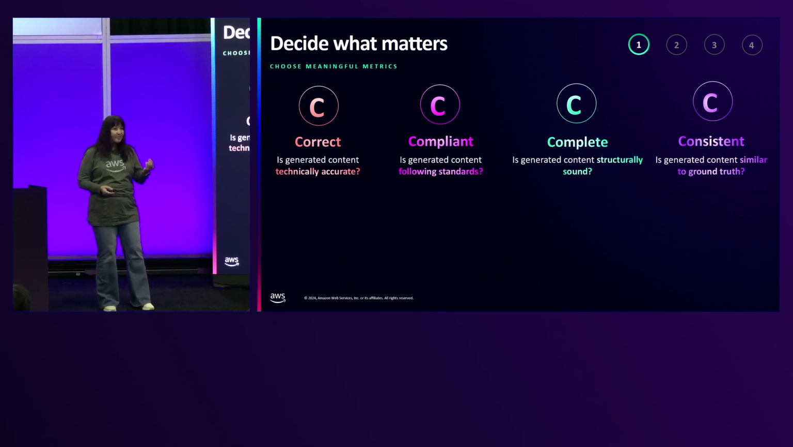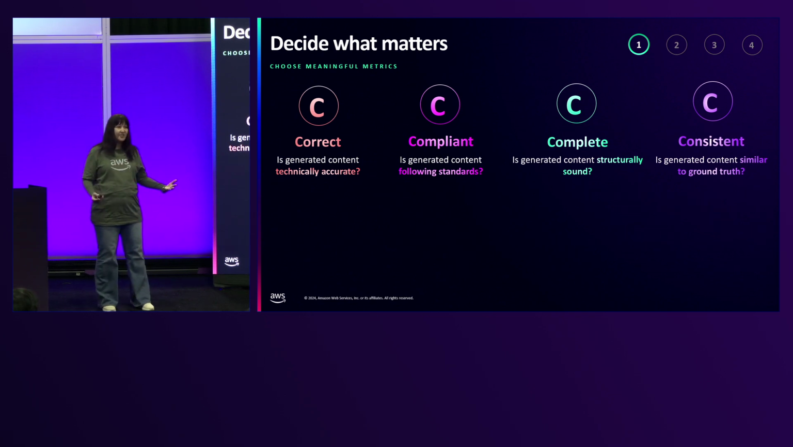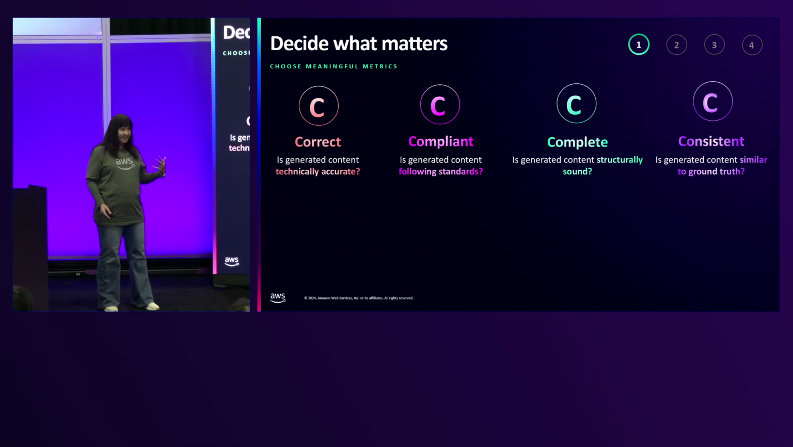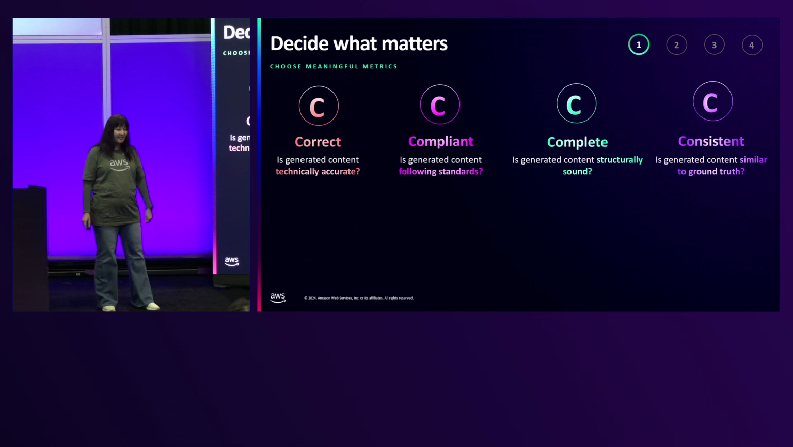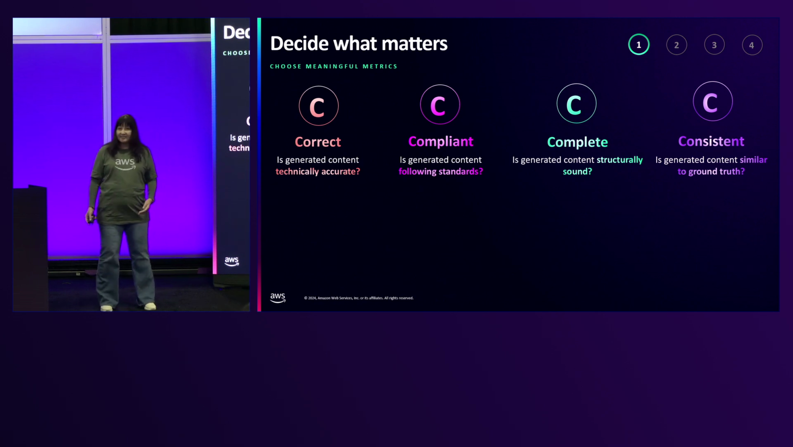So when we started to test prompts and evaluate outputs, we quickly discovered that we lacked a common understanding of what constitutes good content. So together we came up with 4 criteria. Correct. We produce technical content. If it's technically inaccurate, we have a problem. Compliant. Does the content follow our legal, style, and branding guidelines? Complete. Is it properly structured? Does the content meet its learning objective? And consistent. Does the content align with our overall portfolio? We call these the 4 C's.